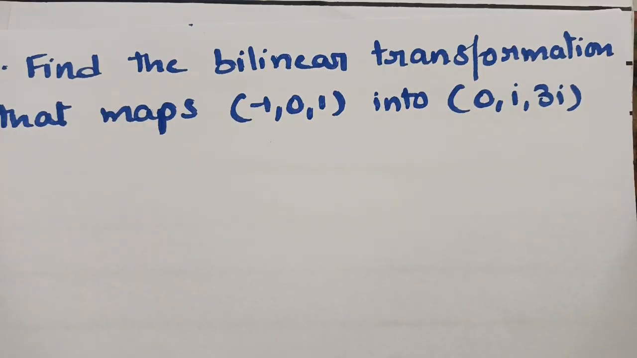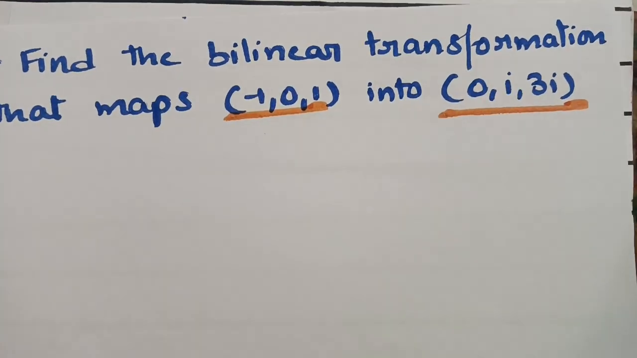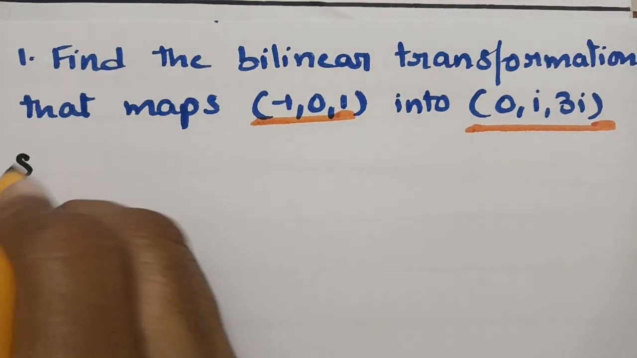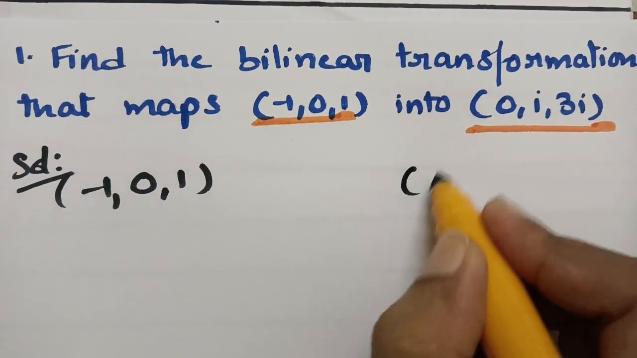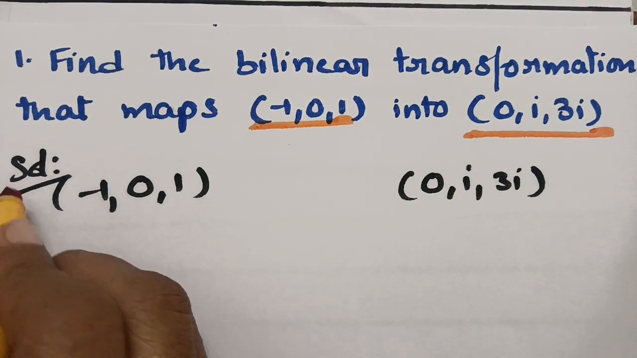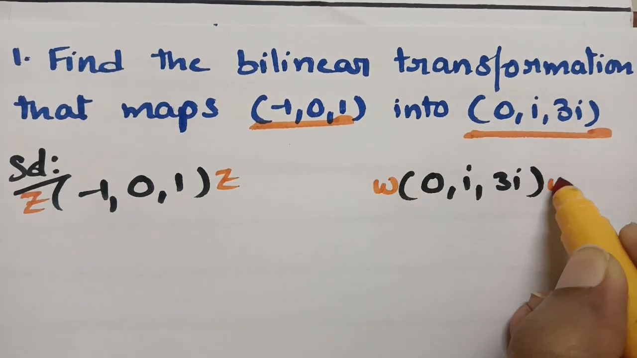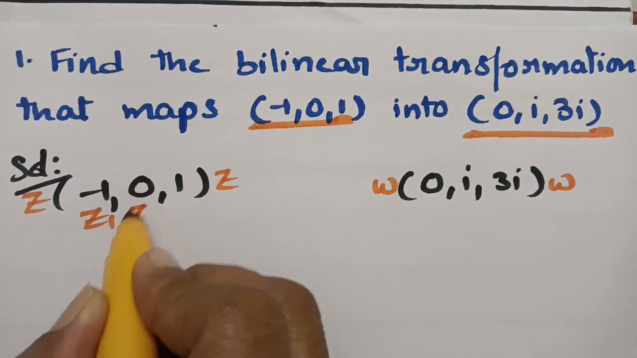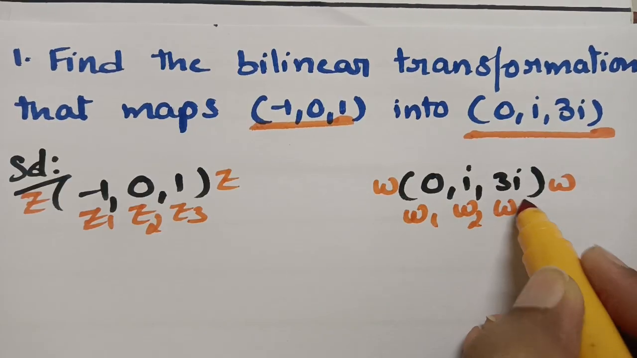This is also so simple. First of all, we have to consider these points. In the solution, the z points are -1, 0, 1, and the w points are 0, i and 3i. As usual, for remembrance, I'm taking z on this side and z on this side, and w on this side and w on this side. We consider these as z1, z2 and z3, and these values as w1, w2 and w3.